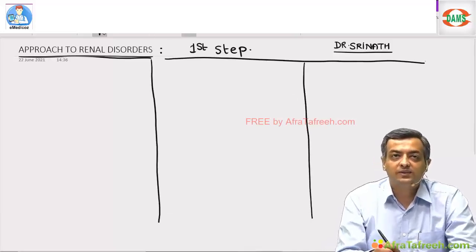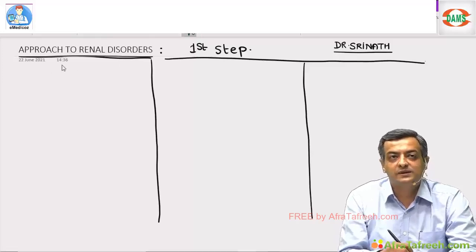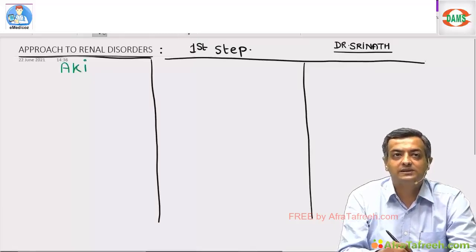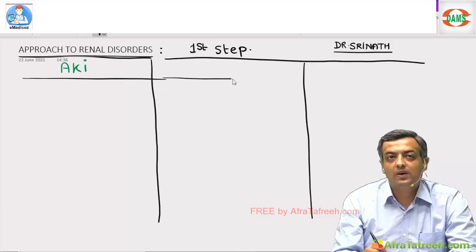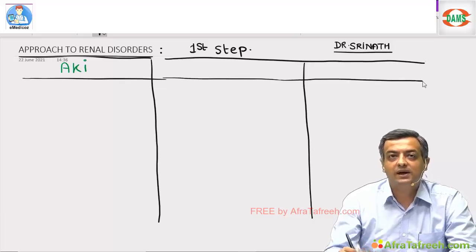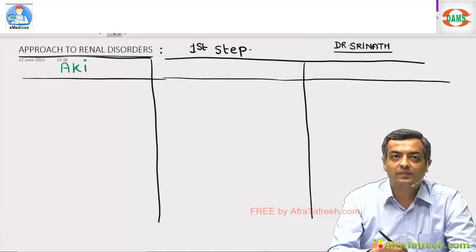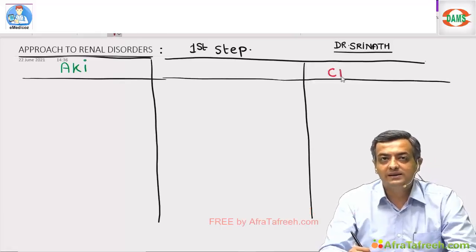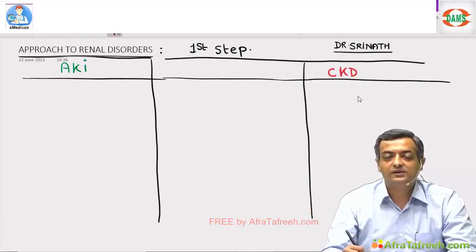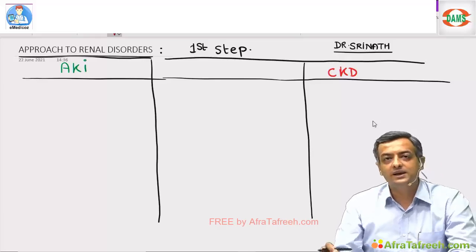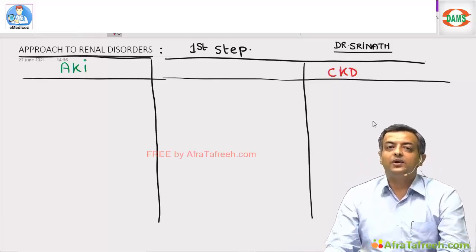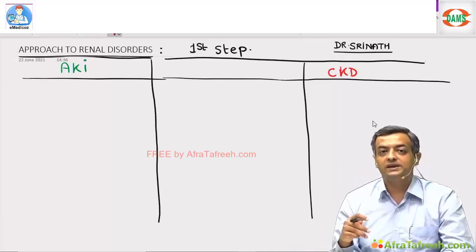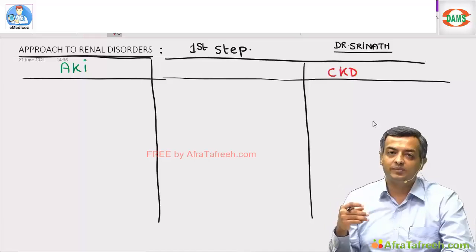Whether it is an MCQ or practice, our steps remain the same: differentiate whether the patient is suffering from acute kidney injury or chronic kidney disease. We will be writing the reasons why this is our first step, but let's understand it first. The first step is to differentiate between acute and chronic, because that changes the whole approach to treatment.